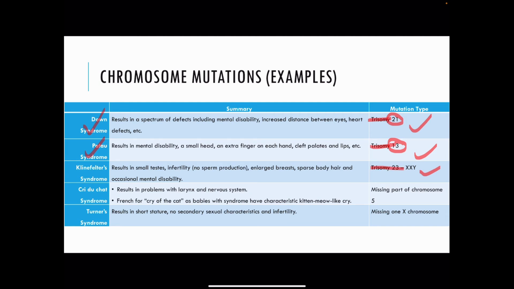Now remember that 23rd chromosomal pair is actually the sex chromosome pair. So normally, if you're XX, you're a female. If you're XY, you're a male. Now, sufferers of Klinefelter syndrome are technically male, okay, because they've got an X and a Y, but they have an additional X here. Symptoms include small testes and infertility because there's not normal sperm production, enlarged breasts, sparse body hair, and occasional mental disability.